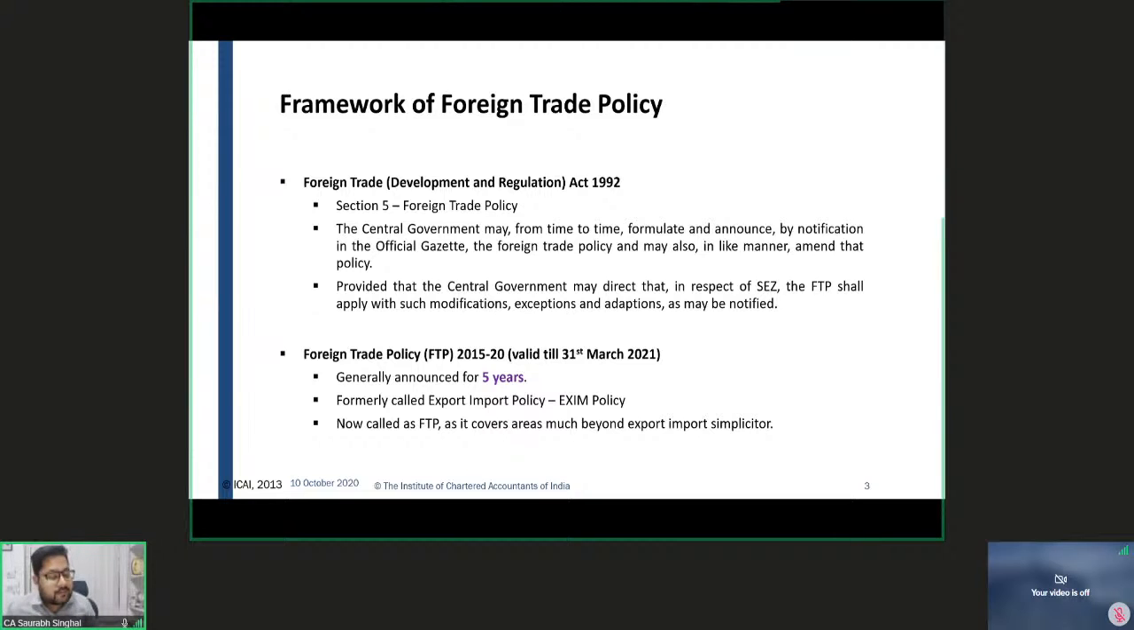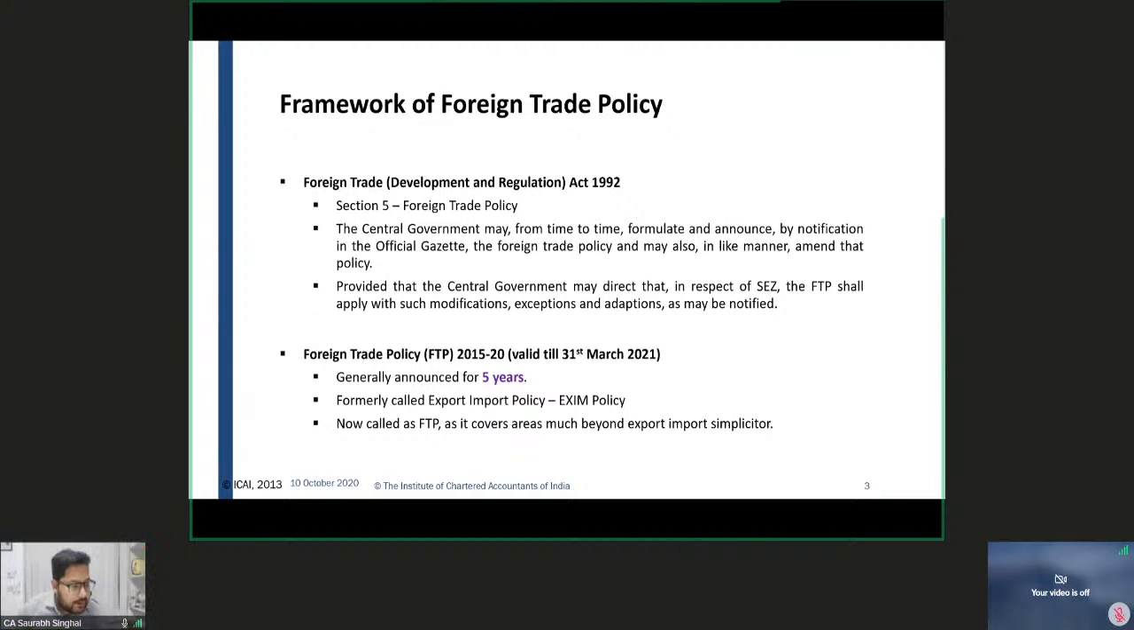And that is why it says that the central government may direct that in respect of SEZ, for which there is a separate legislation now, effective 2004-5, the FTP shall apply with such modifications, exceptions, or adaptations as may be notified. So that is the relevance of this line.